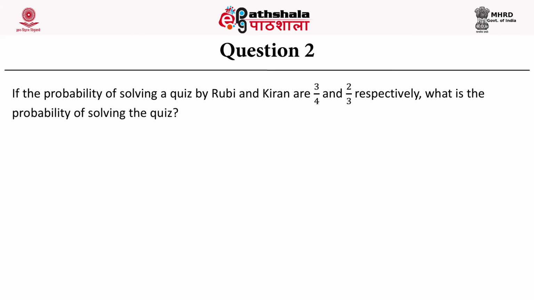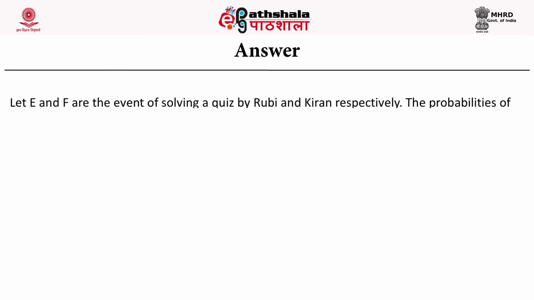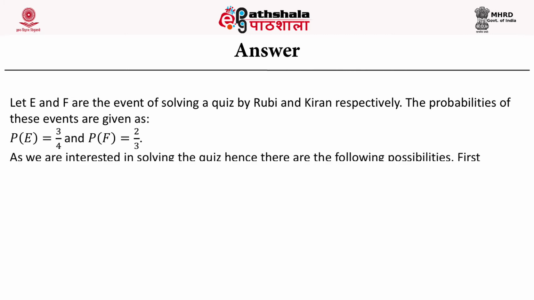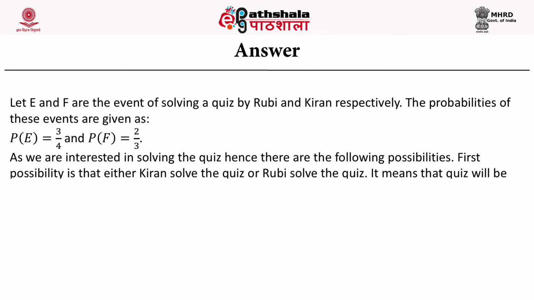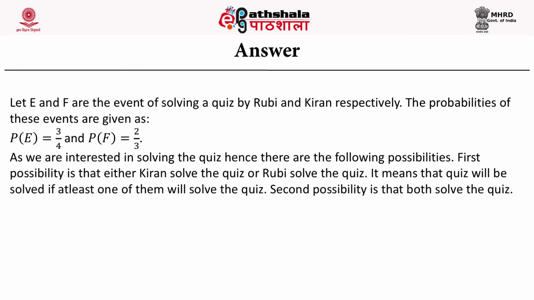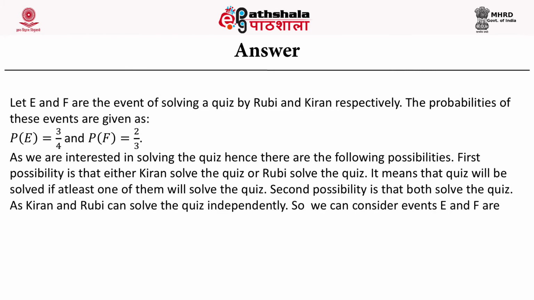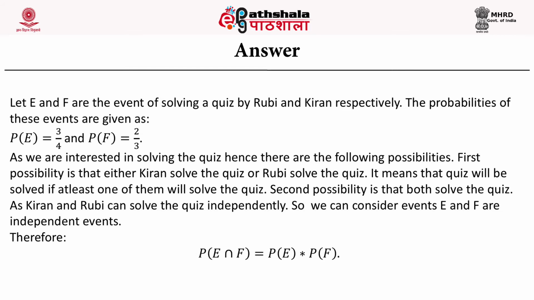Let us consider another example. If the probabilities of solving a quiz by Ruby and Kiran are 3 by 4 and 2 by 3 respectively, what is the probability of solving the quiz? Let E and F be the events of solving a quiz by Ruby and Kiran respectively. The probabilities of these events are given here as 3 by 4 and 2 by 3 respectively. As we are interested in solving the quiz, there are the following possibilities. First, either Kiran solves the quiz or Ruby solves the quiz, which means that the quiz will be solved by at least one of them.